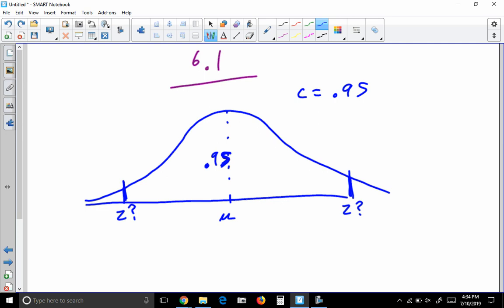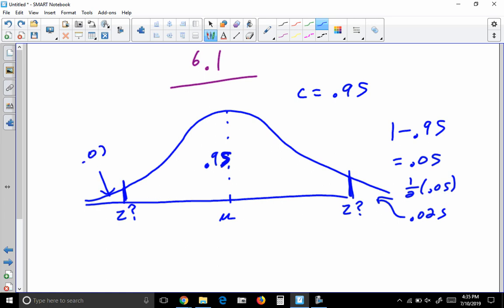So we're going to use our normal distribution table to do that, but remember our normal distribution table takes care of the area to the left of z. So let's find out about the tails. If 95% of the data is in the middle, then the left and the right tail have everything that's left. So if we take 100% and subtract 0.95, 5% or 0.05 of the data is in the two tails. Those tails are the same size, so if we take half of that, this tail has 0.025 in it. This tail has 0.025 in it.